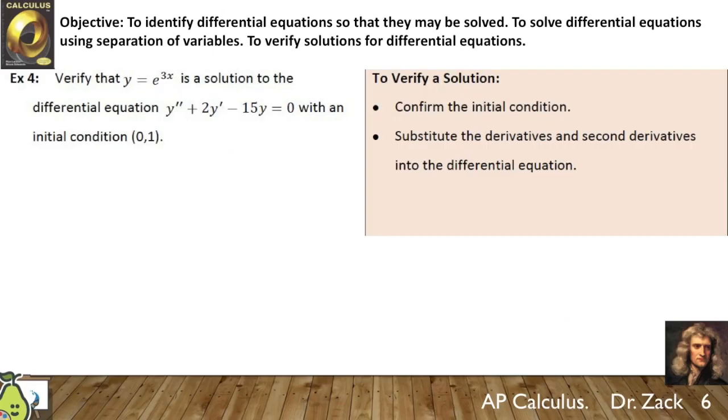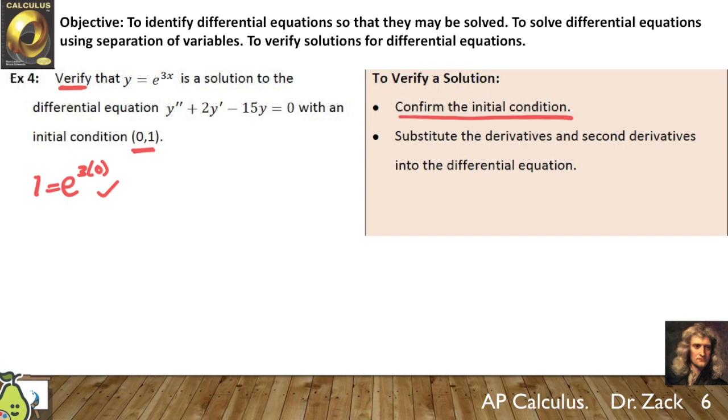So the next problem, your example 4, has a different set of directions. We have not dealt with verify problems. We're going to verify that y equals e to the 3x is a solution to the differential equation that I've given you, and that we have an initial condition of (0, 1). So when you verify a solution, you should start by confirming that initial condition. Does 1 equal e to the 3 times 0? So yes, we have verified the initial condition.